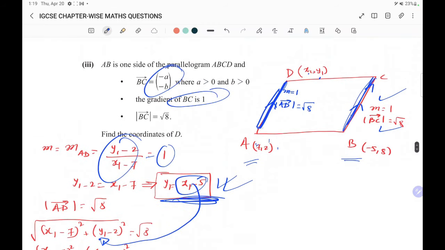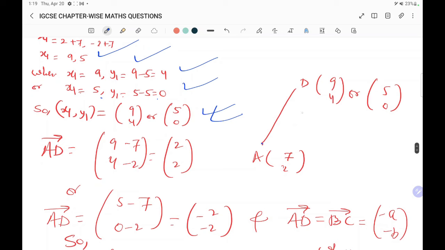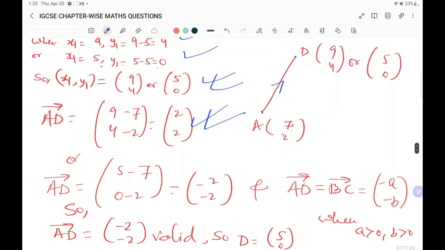Now I need to find the AD vector, because the AD vector and the BC vector should be the same. Just find the AD vector. This is A and this is D. D is (9, 4) and (5, 0). So find the AD vector. So AD, 9 minus 7 and 4 minus 2. So 2 and 2. And then AD is 5 minus 7 and 0 minus 2, minus 2, minus 2. So now we have two AD options: either (2, 2) or (minus 2, minus 2).